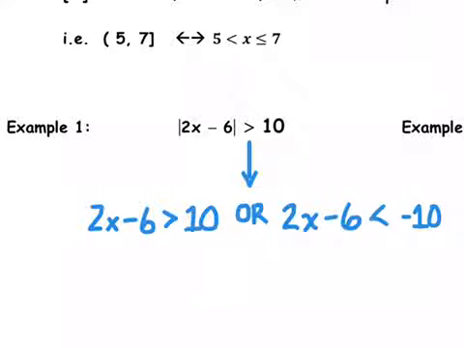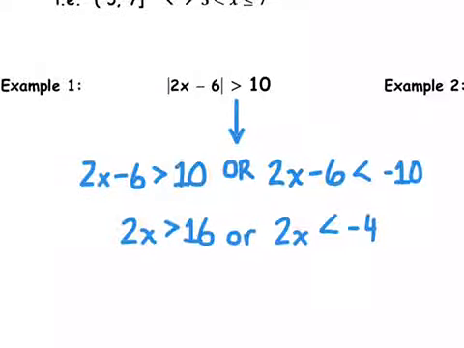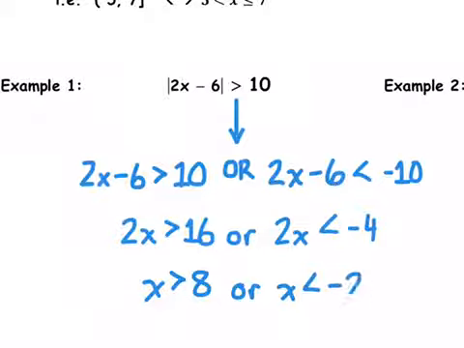Once again, we're going to just work this problem, so I'm going to add 6 to both sides. And you can work these at the same time, that's just fine, because this way it keeps your inverse operations true. So I end up with x is greater than 8 or x is less than negative 2.